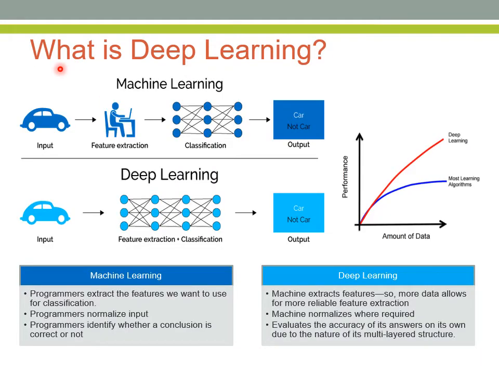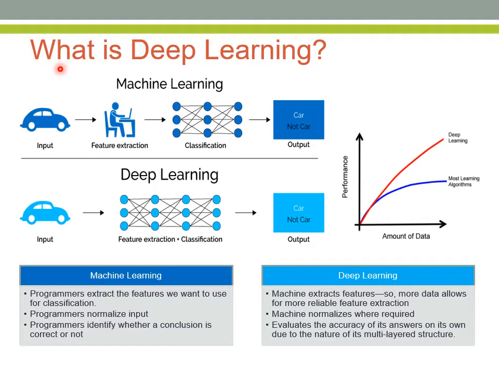So deep learning is much more efficient than machine learning. In machine learning, manual pre-processing is required. That means programmers, or we, extract the features that we want to use. We normalize the input, and we have to determine whether a conclusion is correct or whether it's not correct.